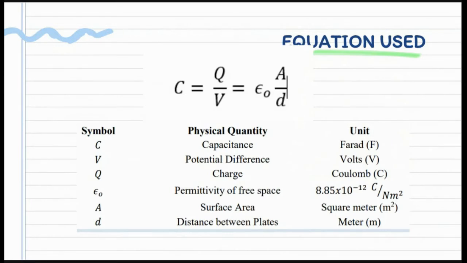And of course, we have epsilon naught, or the permittivity of free space, which is a constant number equal to 8.85 times 10 to the negative 12 coulomb square per Newton meter square. And of course, the surface area of the conducting plate, which is in meter square or square meter. And the distance d between two conducting plates, which is in meters.